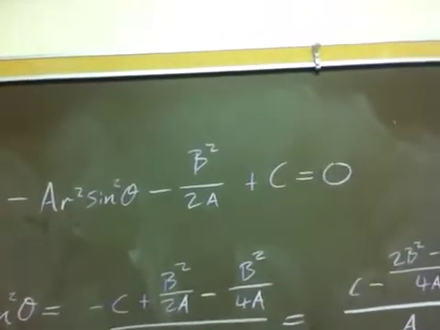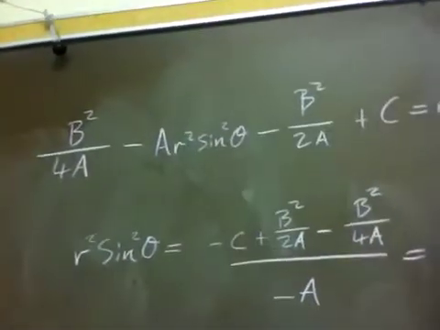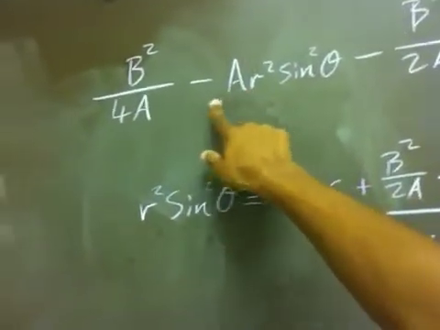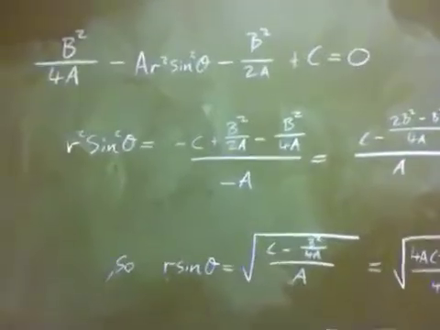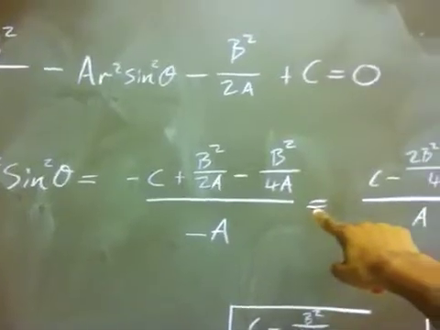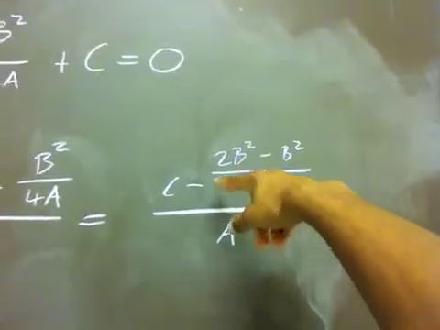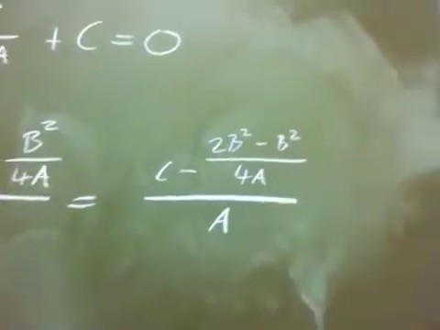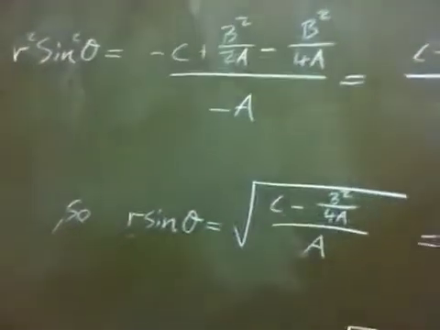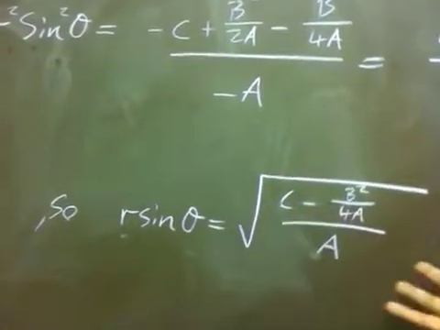And from here it's just a lot of algebra. Not even that much really. But I solved the equation for r squared sine squared theta. And the last thing I had to do was divide by negative a. So that's why there's a negative a there. And you end up with this. Now, with these two guys on the top of the fraction, I could easily make them have a common denominator, so I did. And the top ended up being 2b squared minus b squared. And hey, that's b squared. So I square rooted both sides. And I ended up with that r sine theta is the square root of all this.